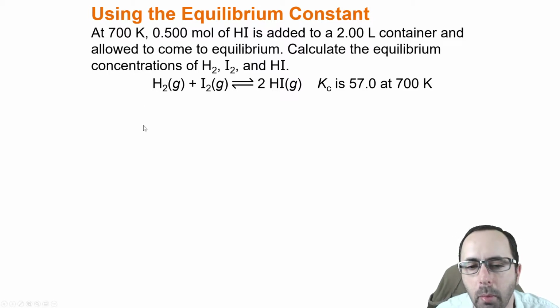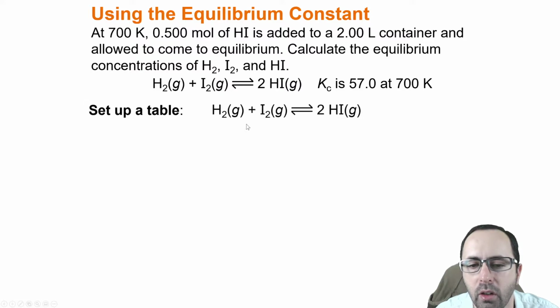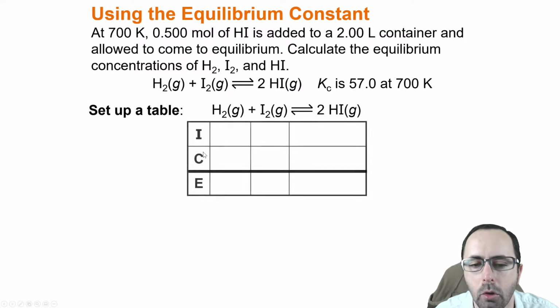So we can start by writing down our equation here. We've got our equation. We'll make our ICE table. So underneath we have the ICE table. It stands for initial, change, and equilibrium. And we've got a space here for each of our reactants and products. And so if we read the question, we'll see that we don't have any H2 or I2 to begin with. So their amounts are going to be 0.